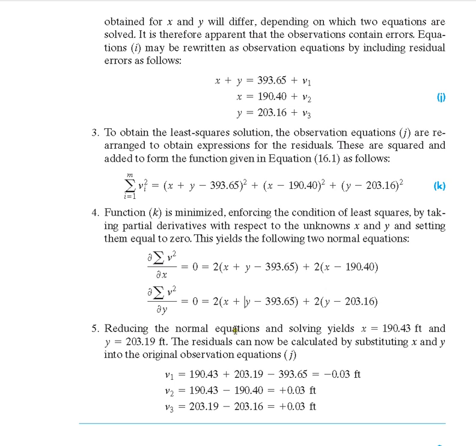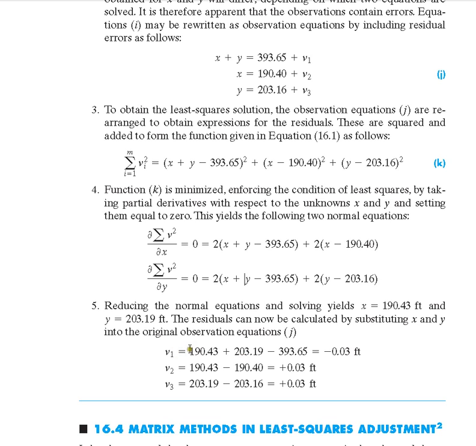Now the next step says reducing the normal equations and solving for x equals 190. So if I'm looking at this, I'm saying, all right, let me put the x back into it. So I'm going to say x plus 203.19 minus 393 equals a negative 0.03. We're going to say that the residual V2 is equal to 190.43 minus 190 equals positive 0.03. And residual 3 equals 203 minus 203.16 gives me a residual of positive 3.